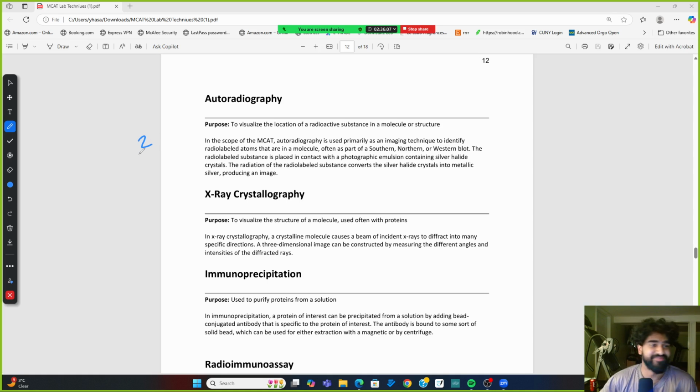Autoradiography. So, what's up? Nothing, go. Autoradiography is used to identify radiolabeled atoms. We talked about it before. It's basically like the fluorescence thing.